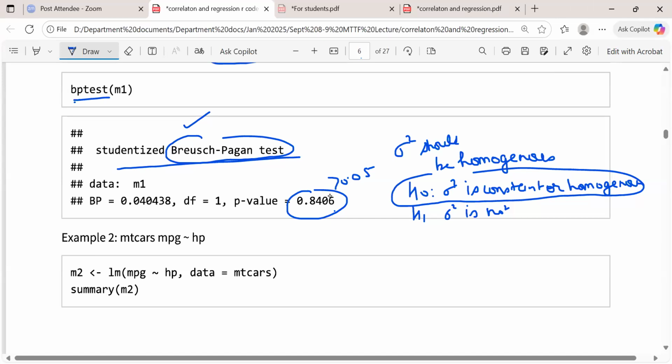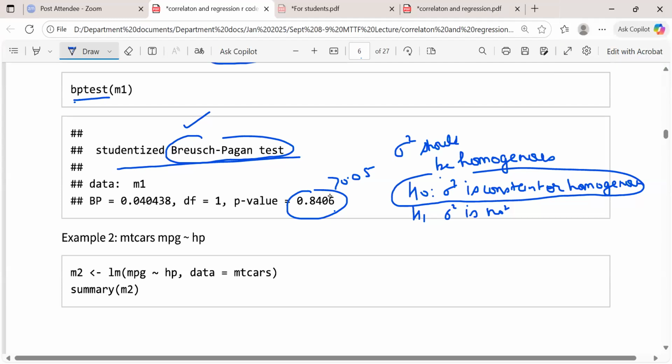Excuse me, sir. Yes, ma'am. Sir, in some of the previous examples, you were showing the p-value was really, really low, like 10 to the power minus 16 and all. So there the null hypothesis was rejected, is it? Yes, yes. So basically, you have to understand what I'm taking as a null hypothesis. This is a very important thing.